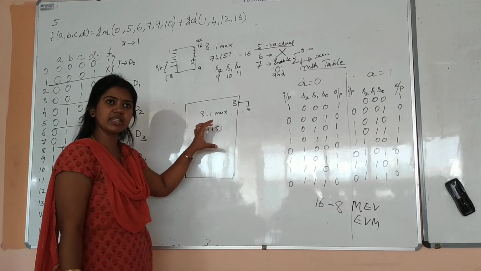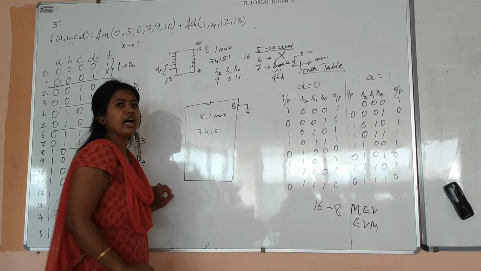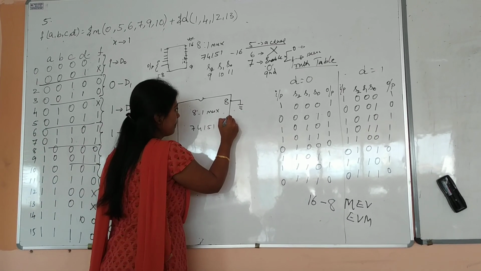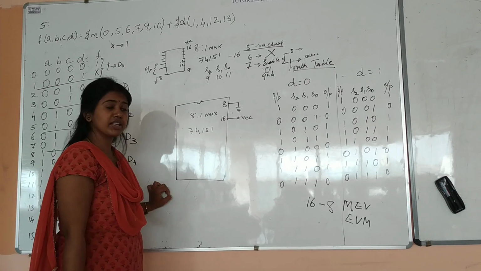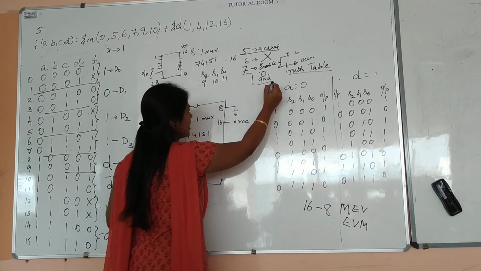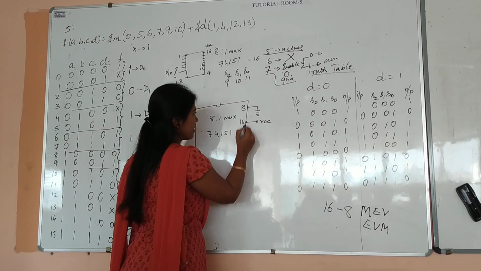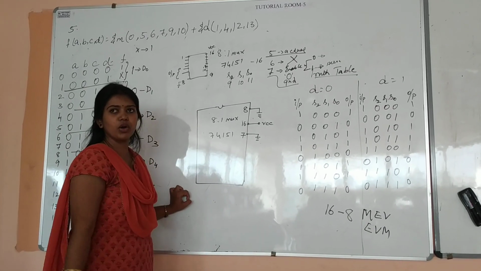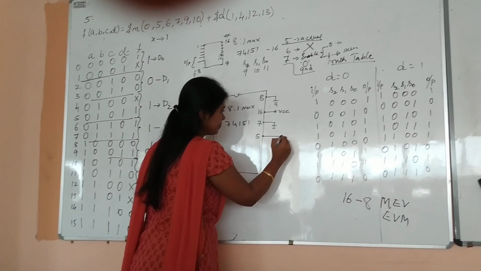Whenever you insert the IC, you need to insert it such that the notch comes up. Okay, so you need to make the common connection. 8 to ground, pin number 16 to VCC. After this, pin number 7 you need to connect to ground. What we usually do is short pin number 7 and pin number 8 and connect it to ground.